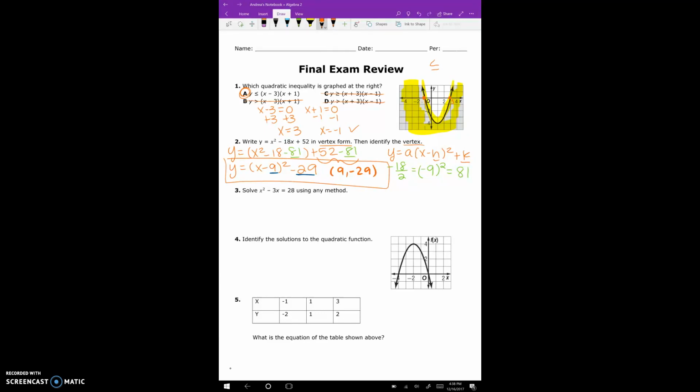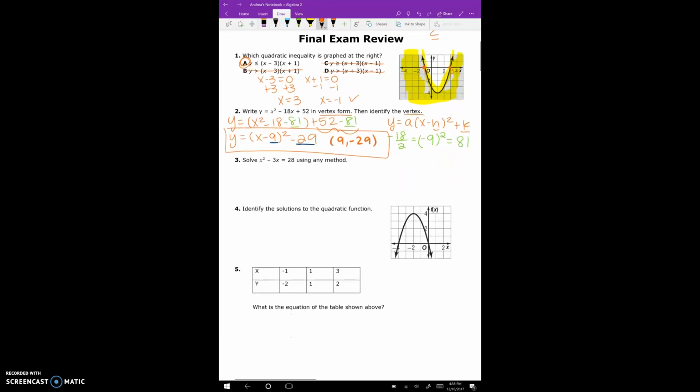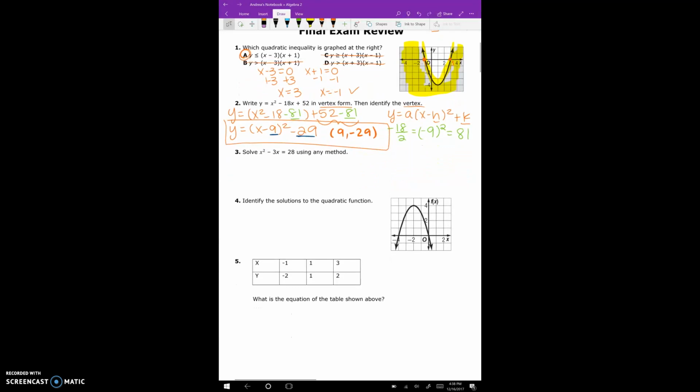Number 3 says solve using any method. It's up to you to decide what to use, but I'm going to go ahead and factor because this one's going to be a nice clean answer if I factor it. X squared minus 3x. To factor, I need to make one side equal to 0, so I'm going to actually subtract 28 from both sides and have my factors here.